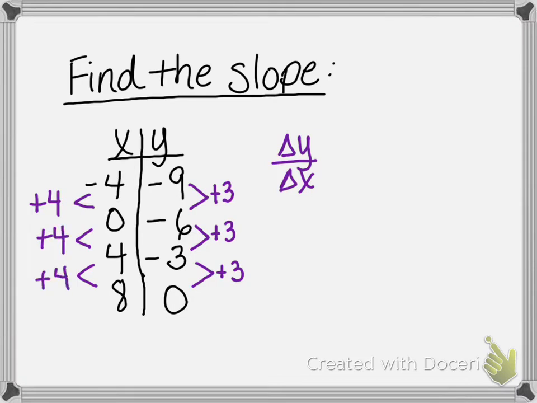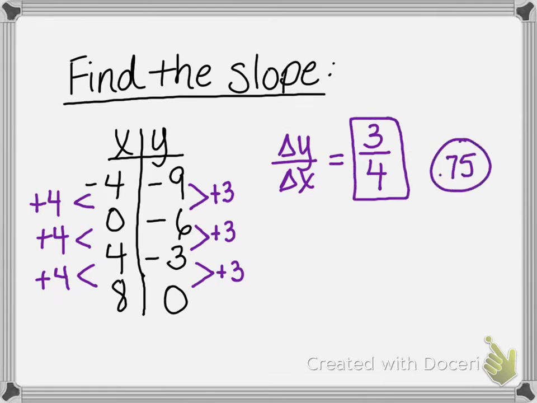So on your board, hopefully you're holding up your board and showing me what the slope is. But if you're just watching the video, I'm going to do the change in y, which is 3, over the change in x, which is 4. So there's my slope. I don't change it to 0.75 because that would be too hard to graph. I don't know how to do rise over 1. I want to keep it as a fraction.